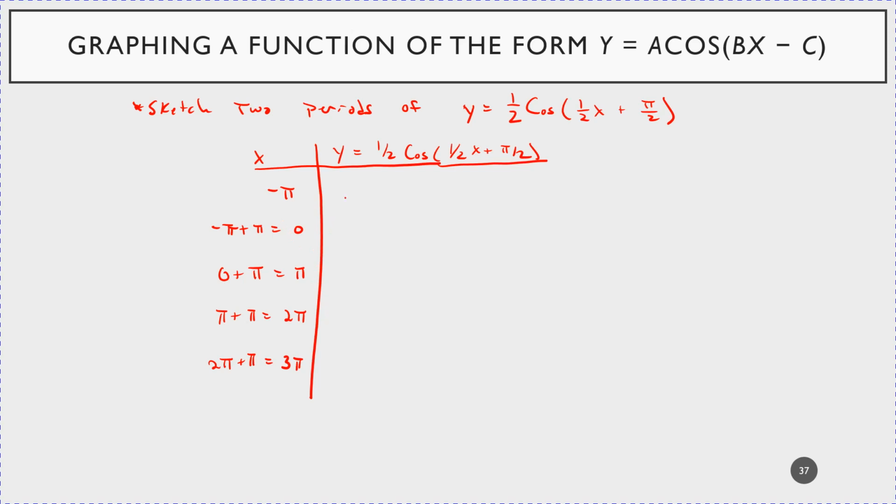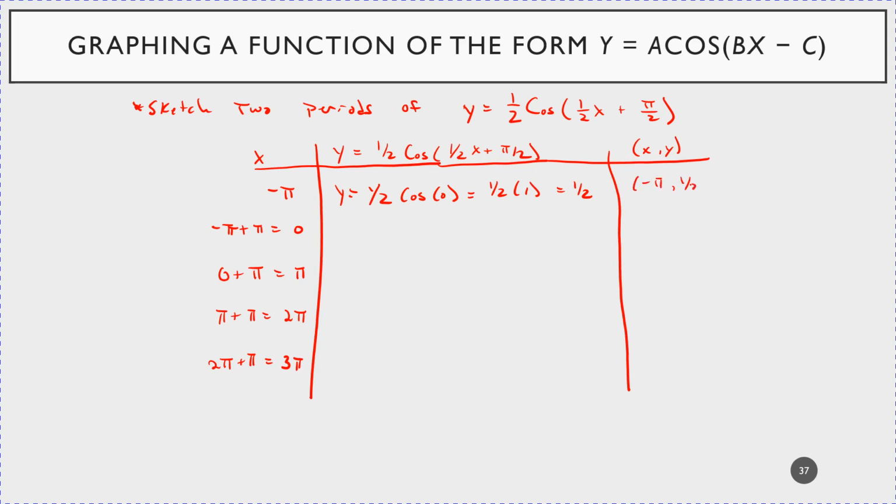And then look, this is how it's always going to work out. When you plug negative pi into this, you get 1/2 times cosine of negative pi over 2 plus pi over 2, which is 1/2 times cosine of 0, which is 1/2 times 1, which is 1/2. It's always going to work out like that if you do this correctly. So it's negative pi comma 1/2.